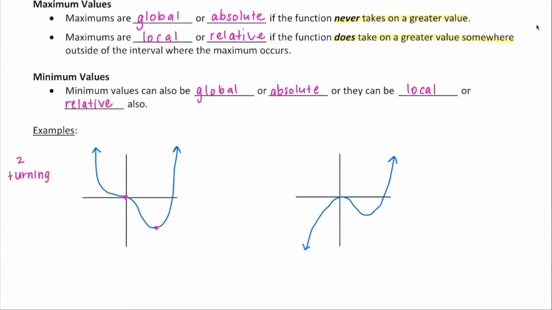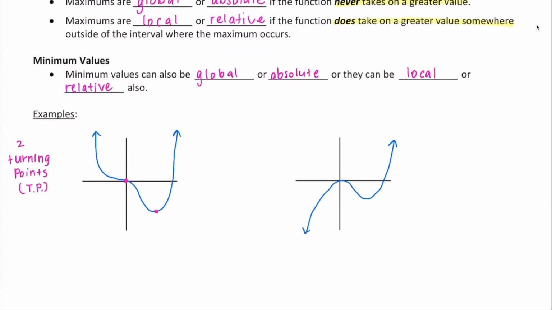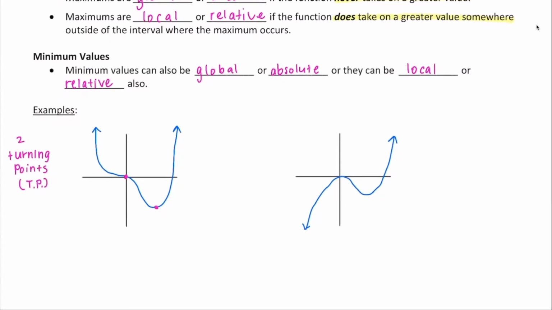We have 2 turning points, and I'm going to call those TPs here in the future, so we don't have to write down as many words. And I am going to notice that here I have a minimum, and here I don't have anything. I'm going to erase that. I just have a kink in my function. There's no min, there's no max at that point. Just kind of changes direction.